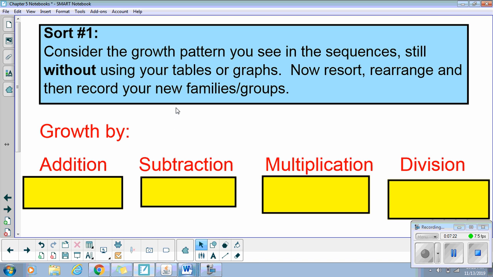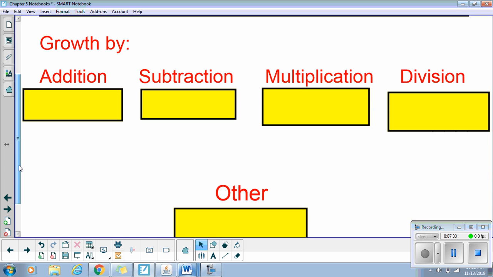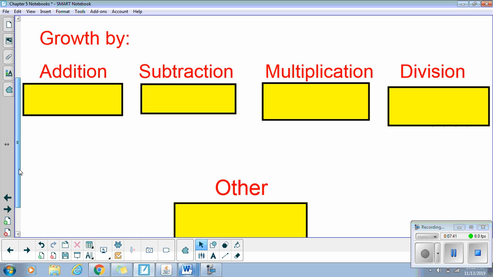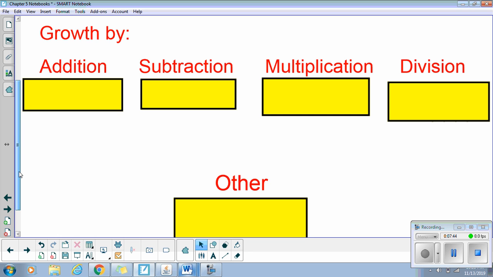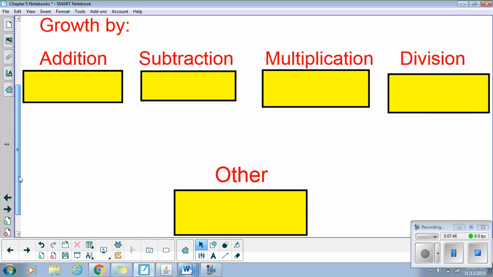So I would like you to look at the growth pattern and then sort, rearrange, and record these families into your math notebooks. So I have a sample down here: growth by addition, growth by subtraction, growth by multiplication, growth by division, and then an other category. You might have one, you might not. There's no right or wrong here if you think you can figure it out. So go ahead and pause the video, do your sort, and then take about 2 or 3 minutes, and then come back and check your answers with the example sort that I have on the screen.